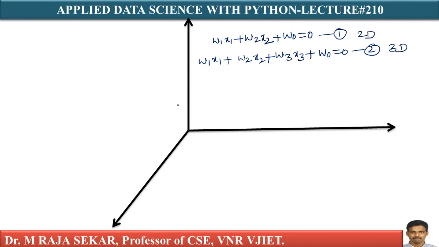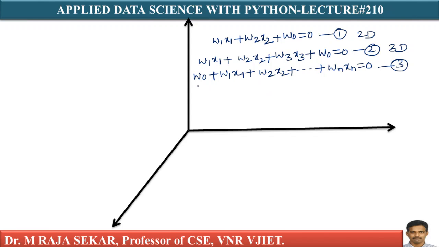In ND, how can I write? Let me write like this: W0 plus W1 x1 plus W2 x2 plus so on Wn xn equal to 0. Let me say this is equation 3. This is the equation of an n-dimensional hyperplane.